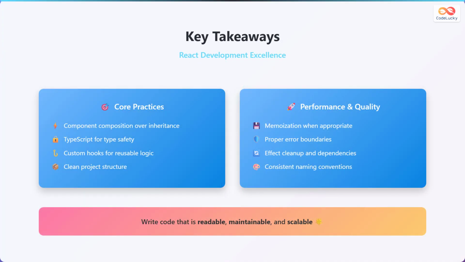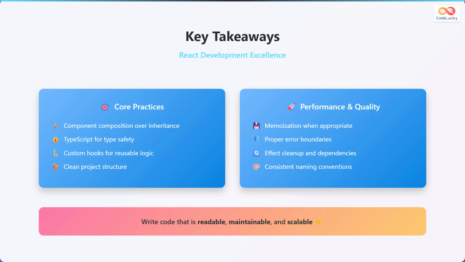Let's summarize the core practices for React development. On the left are core practices. First, component composition over inheritance. Second, TypeScript for type safety. Third, custom hooks for reusable logic. Fourth, clean project structure. On the right are performance and quality practices.